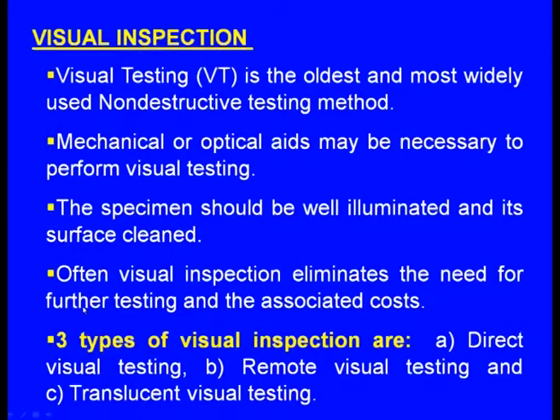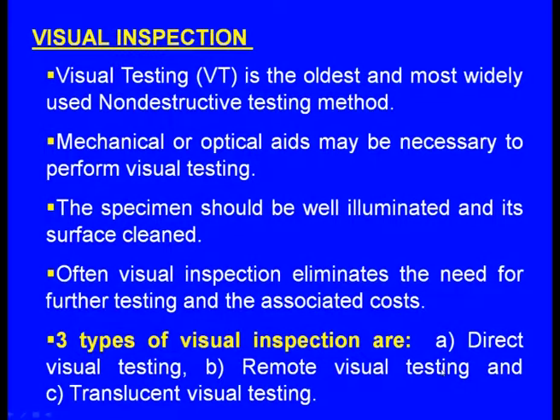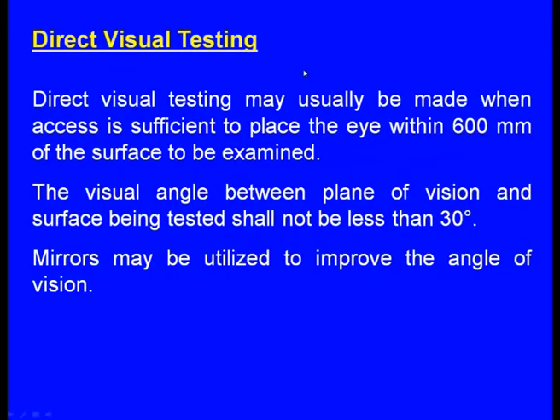There are three types of visual inspections. One is the direct visual testing, the second one is the remote visual testing, and the third one is translucent visual testing. First one, let us see the direct visual testing.